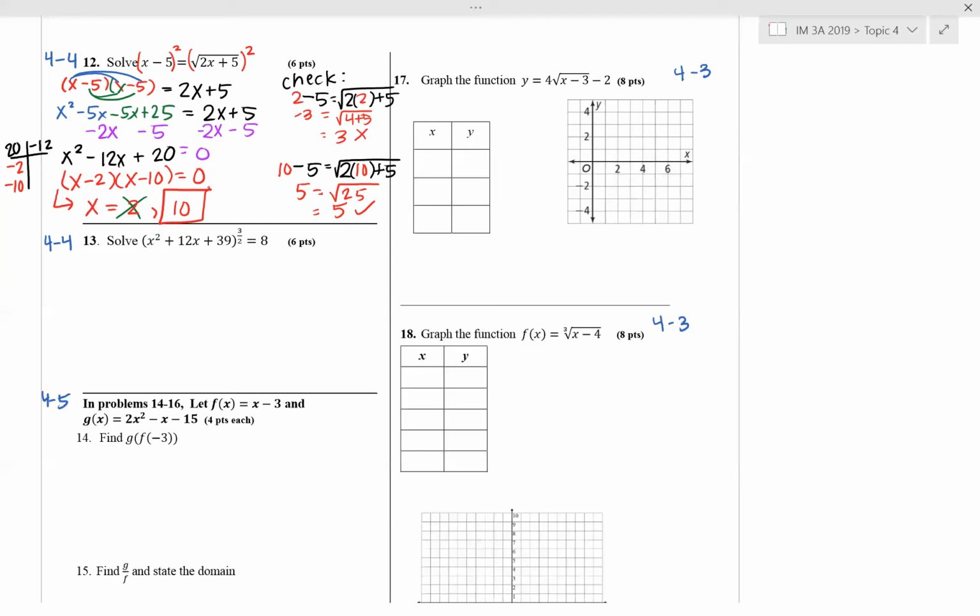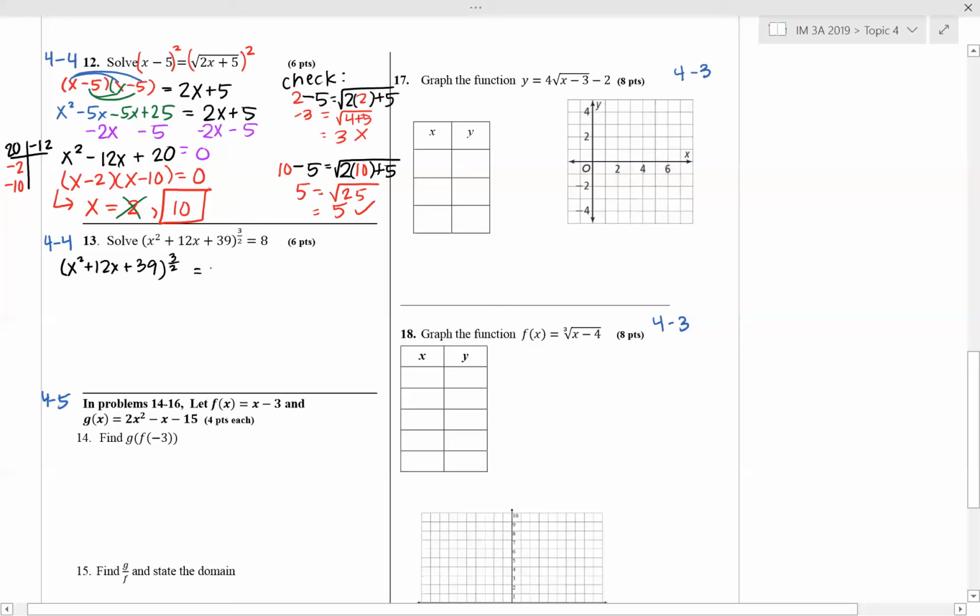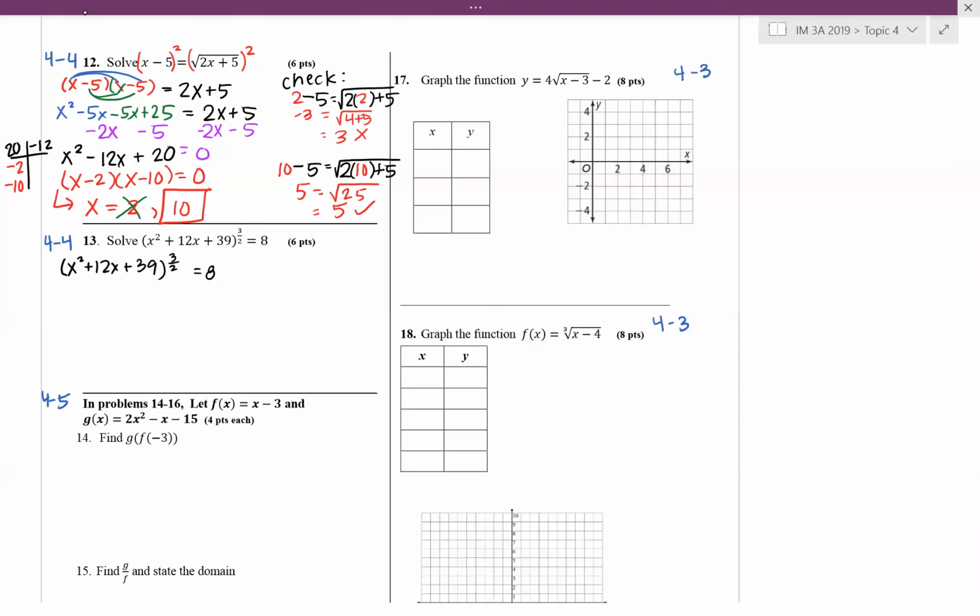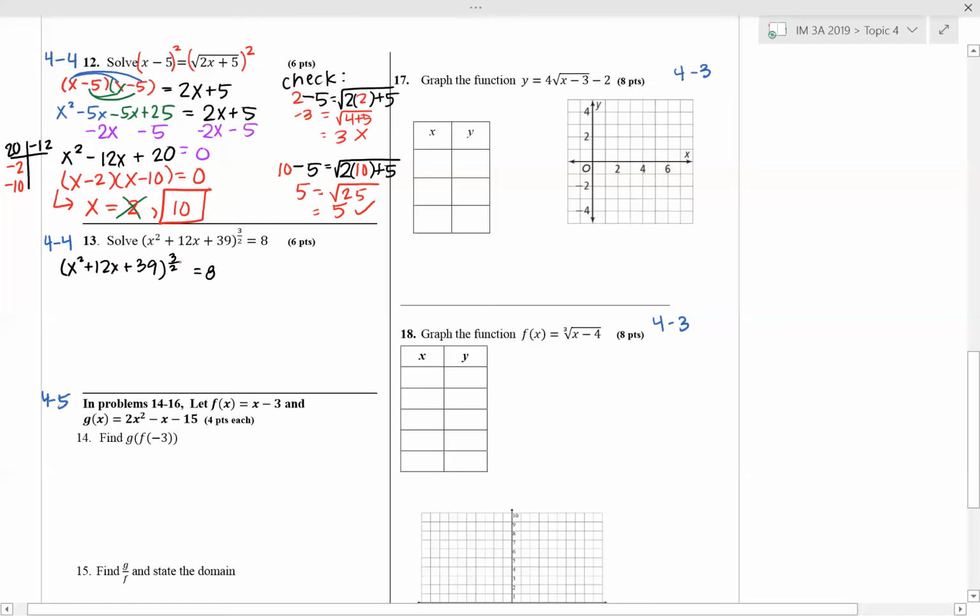Okay, so for number 13, we're solving. And so this came from day 2 of 4-4, where the big idea was taking the reciprocal power to both sides to cancel out a fraction power. So I'm going to rewrite the problem. X squared plus 12x plus 39 raised to the 3 over 2 power equals 8. And again, our strategy is to raise both sides to the reciprocal of that power, so to the 2/3 power.